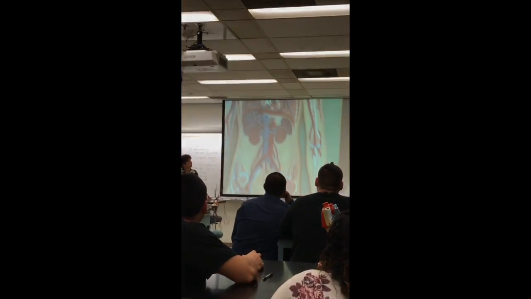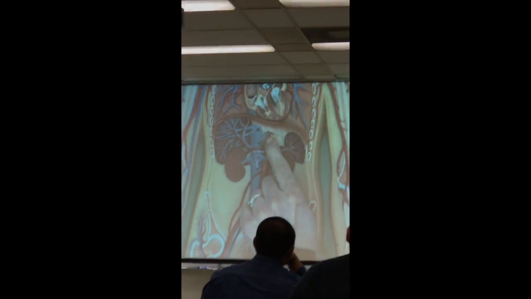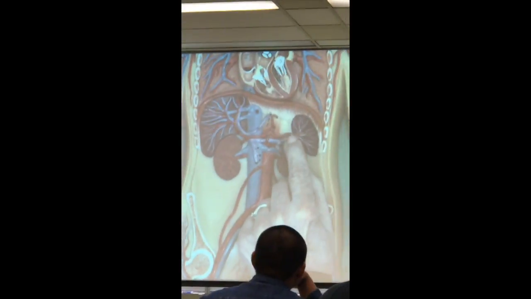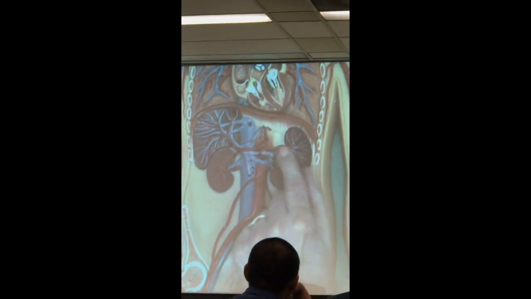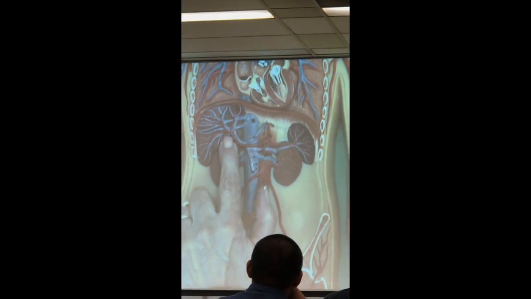On this model, celiac trunk is rather short. You can see a little bit of left gastric, definitely splenic. So that's pretty clear to pick up because it's going over to the spleen. And hepatic going over to the liver.